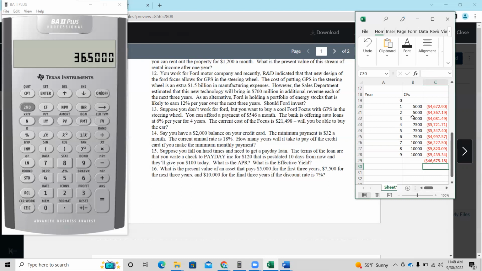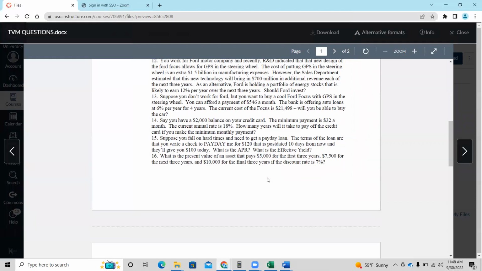The purpose of this problem was to show you that while the payment function is easy to use in the time value of money calculations, if your payments aren't constant throughout time, then you can't use that payment function. All right. So here we just treated each of these individual cash flows as future values to solve the problem. All right, let's keep going here.